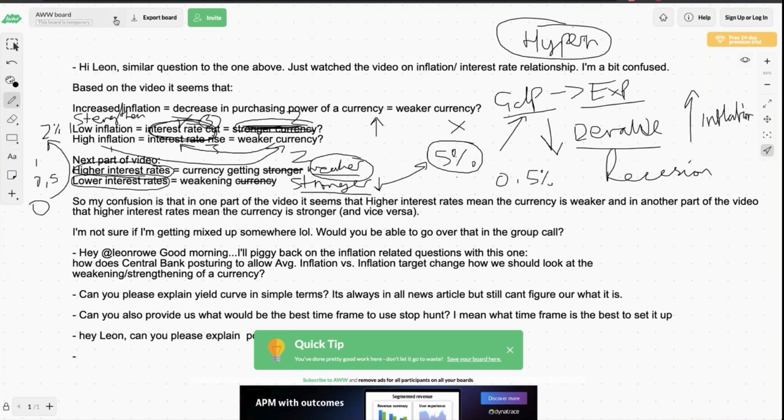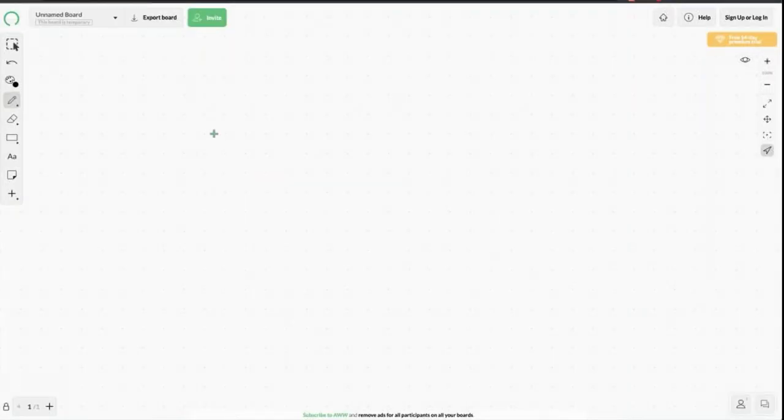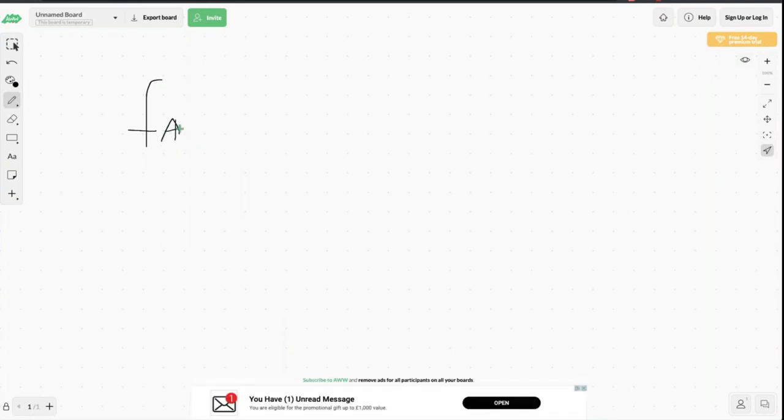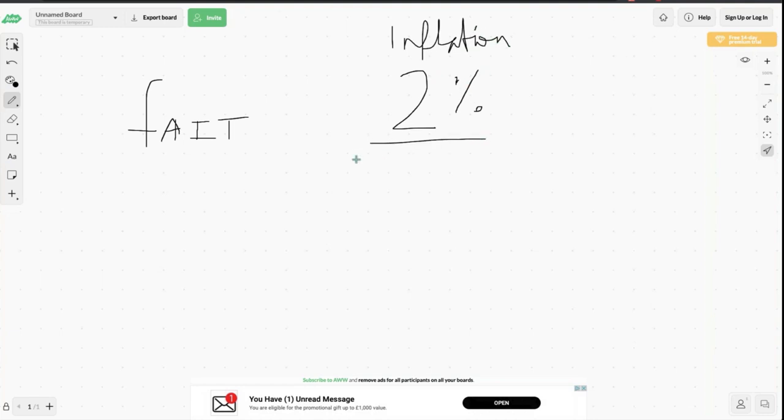Let me open up create new boards. So the Federal Reserve have introduced FAIT, which is basically, this is at the Jackson Hole event in August. And what that stands for is Federal Average Inflation Target. So again, what central banks have a mandate to do is to get inflation to their magical 2% target.